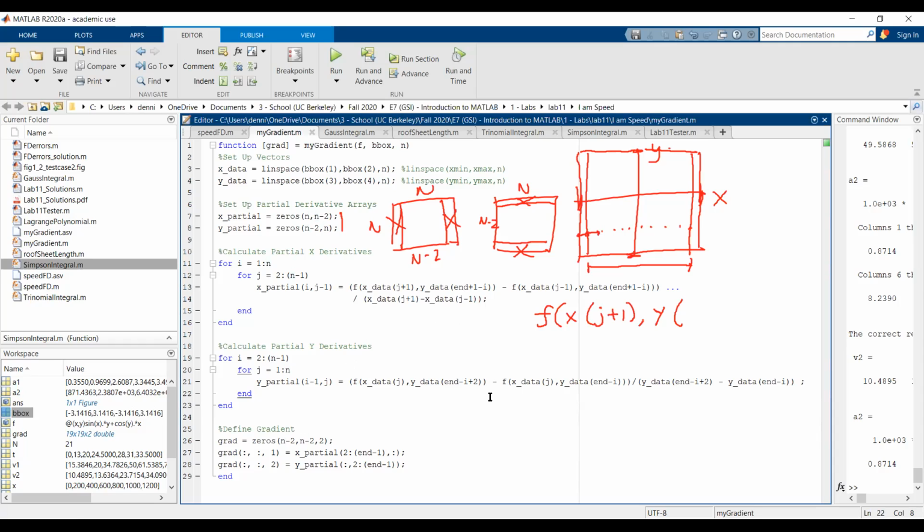A similar thing for y derivatives. I'm going to put this on a new line. And these are the effects of compressing it in the x direction and the y direction, respectively. J matches up with x. Here's the X data, here's the y data.